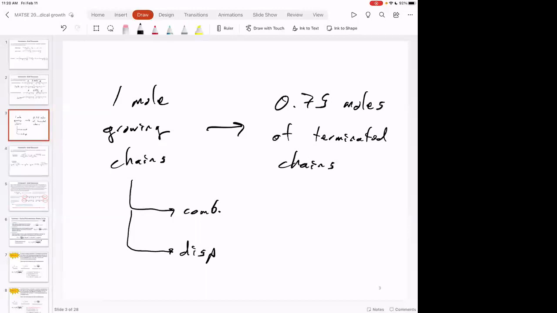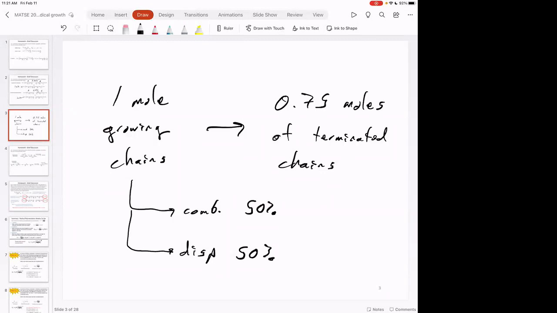The molecular weight is greatly increased, but this is not about molecular weight. If I terminate that 1 mole of growing chains by disproportionation, how many moles of dead chains do I have? 1, right? I started with 1 mole of growing chains, they terminate, and it's the same moles. And so you can take the average of 0.5, which would be combination, and 1, and that gives you 0.75 moles if you have 50% by combination and 50% by disproportionation.